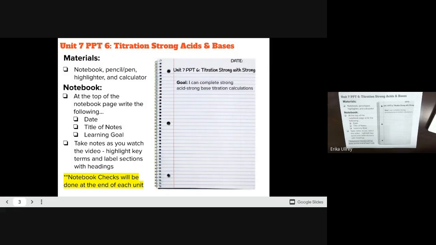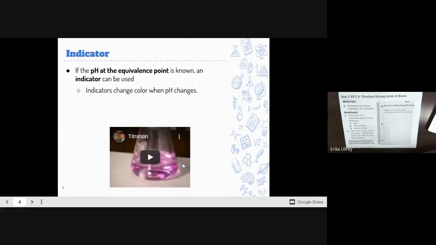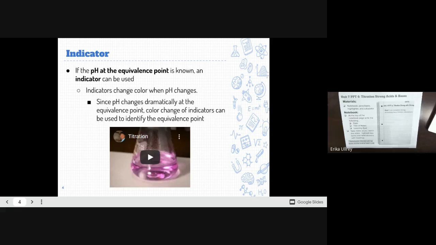We're also going to look at particle models. And then the last thing that we're going to look at today is indicators and how do we select a proper indicator. Okay.